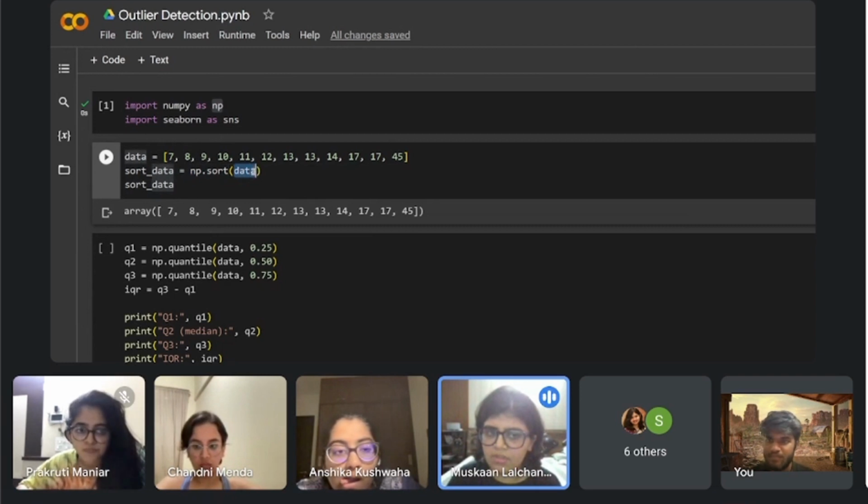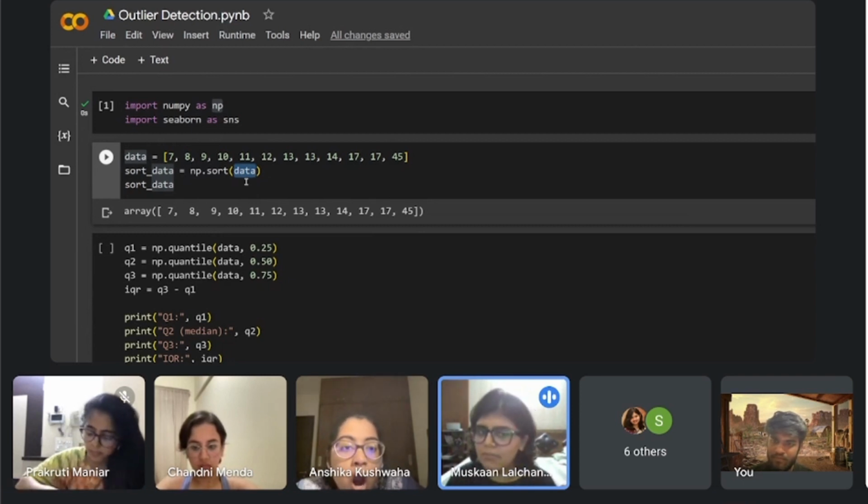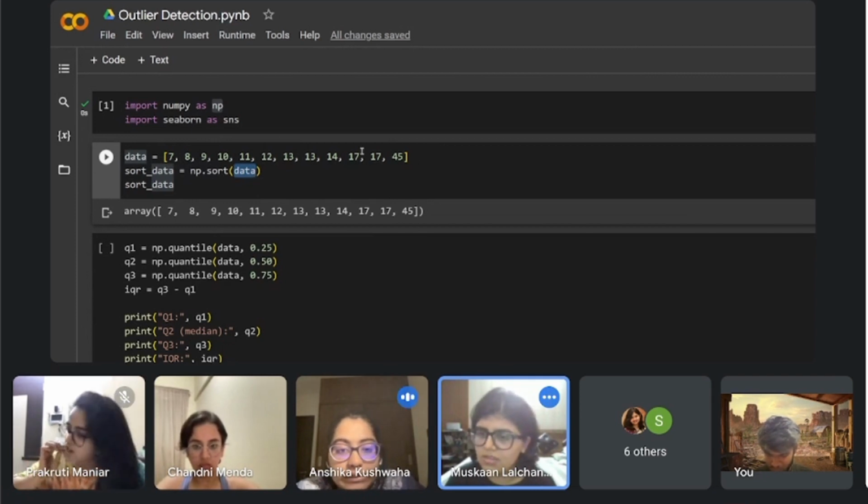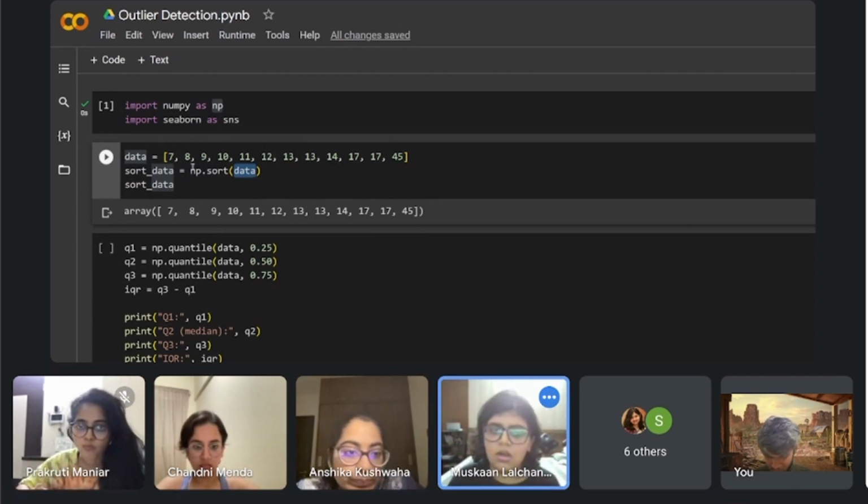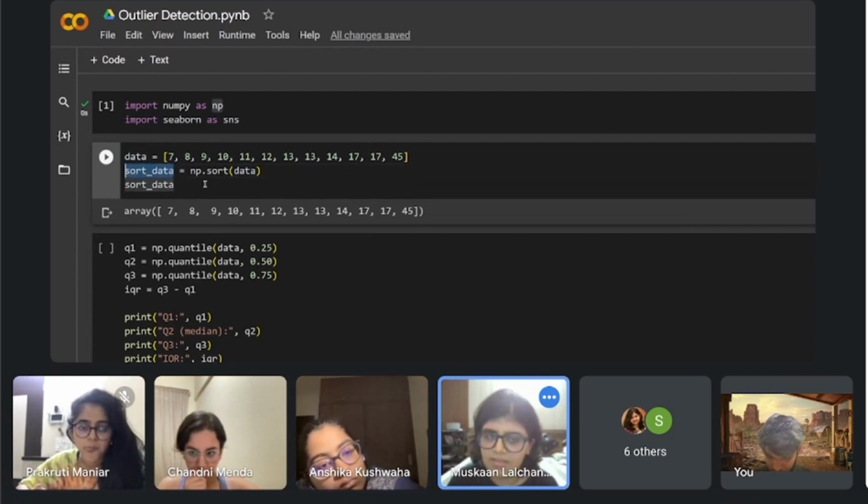Now, what was our data? Whenever I highlight data, this also gets highlighted, which means that the program knows that the data she's referring to is the data which is stored here. Make sense? Yes. Then what does sort data mean? Sort data means the data that NP just sorted.